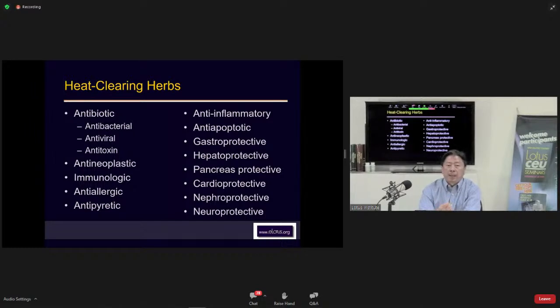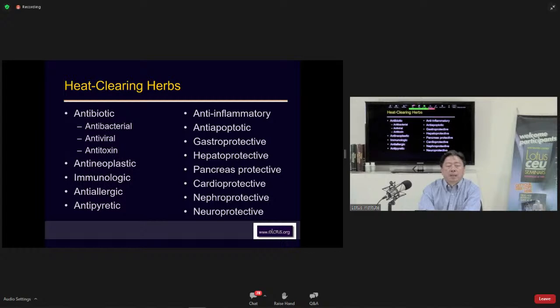And that includes antibacterial, antiviral, antitoxin, antiparasitic, anti-cancer even. All right, so a lot of the heat clearing herbs have a very wide range of antibiotic effect like this. Some of them will also regulate the immune system, so they have immunologic effect. Some have anti-allergic, antipyretic, anti-inflammatory effect. All right, so once again, heat clearing herb is a very broad category that have probably 50, 100 herbs or more, and they have a wide range of pharmacological effect as well.